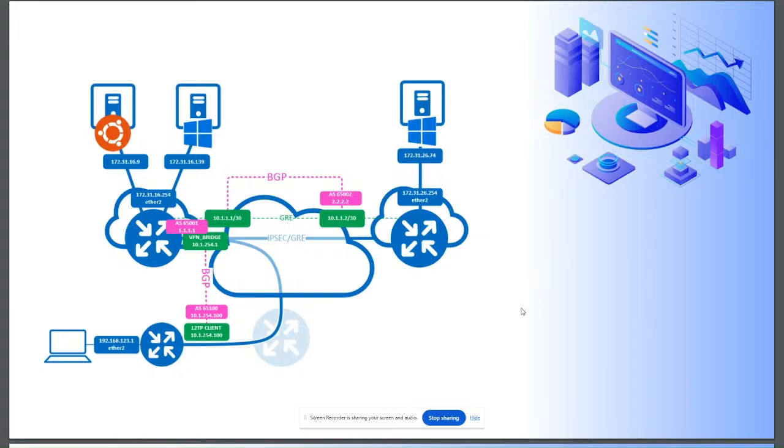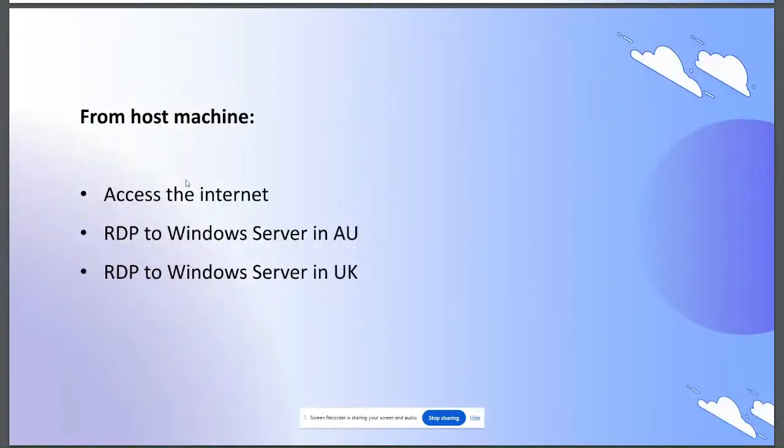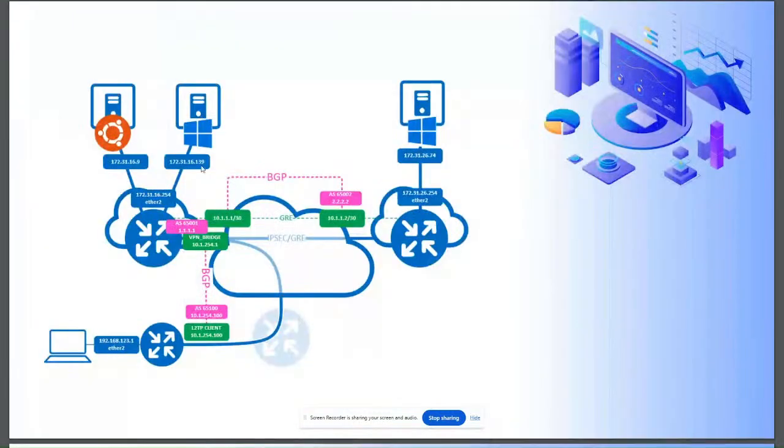Basically the criteria that I had for myself was, from the host machine that I'm on now, I need to be able to access the internet. I want to be able to RDP to the Windows server in Australia and to RDP to that Windows server in the UK. So this machine here and this machine here.